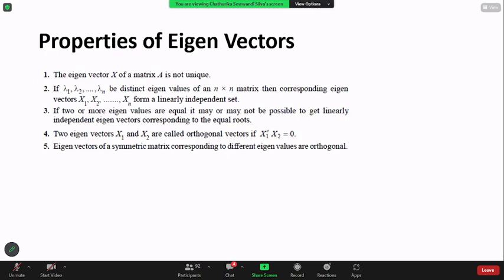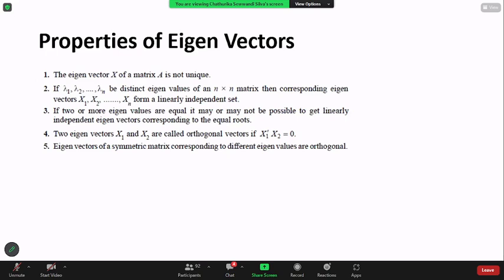Sometimes symmetric matrices can have repeated eigenvalues, again like 2, 2, 8. Sometimes there may be a symmetric matrix where the eigenvalues are totally different, that means 1, 2, 3. In that situation, these 3 eigenvectors are orthogonal. So eigenvectors of a symmetric matrix corresponding to different eigenvalues are orthogonal.